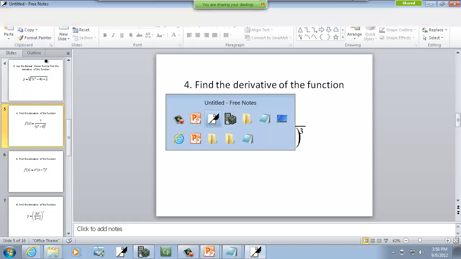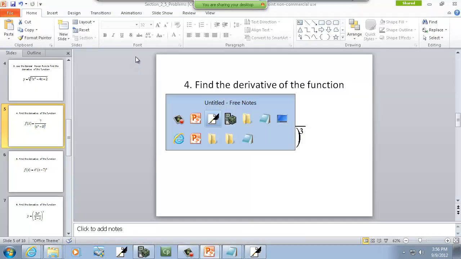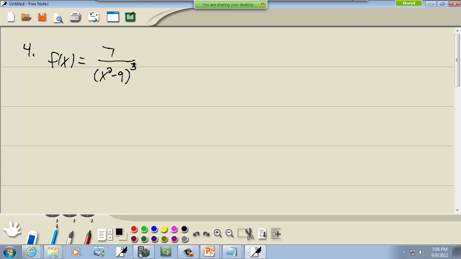So we've got f of x equals 7 over (x squared minus 9) to the third power. Well, chain rule doesn't say we can have parentheses to a power down here, but I can take this entire piece and move it up on top. Now when I do that, that becomes (x squared minus 9) to the negative 1/3. So the sign of the exponent changes. And now we can use our chain rule.